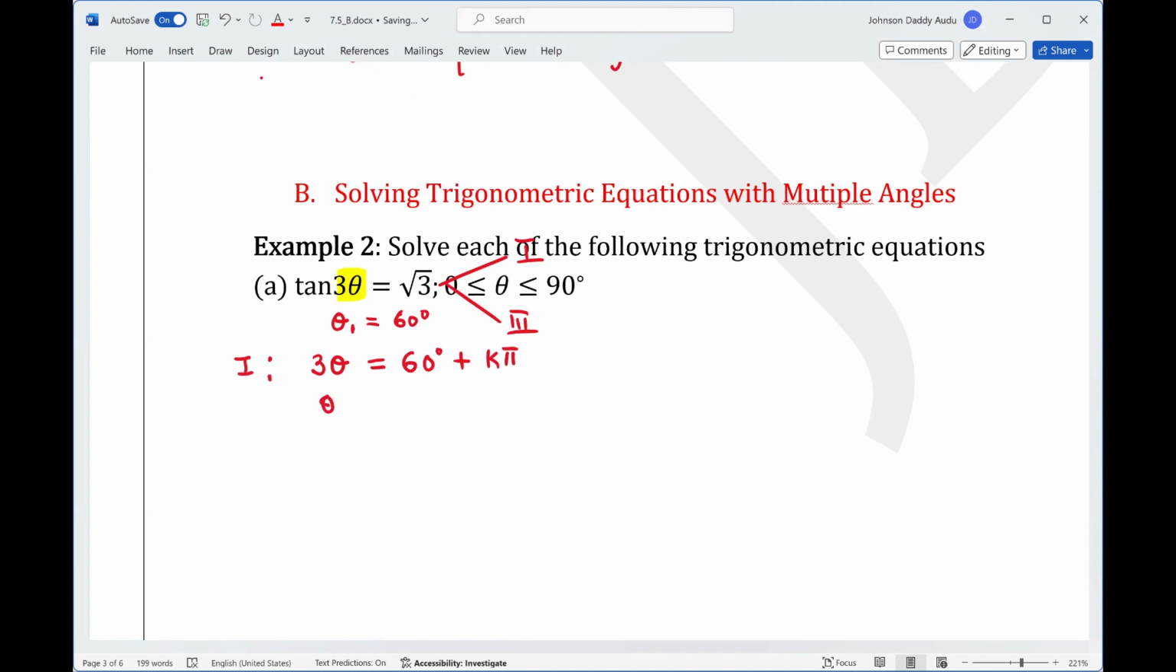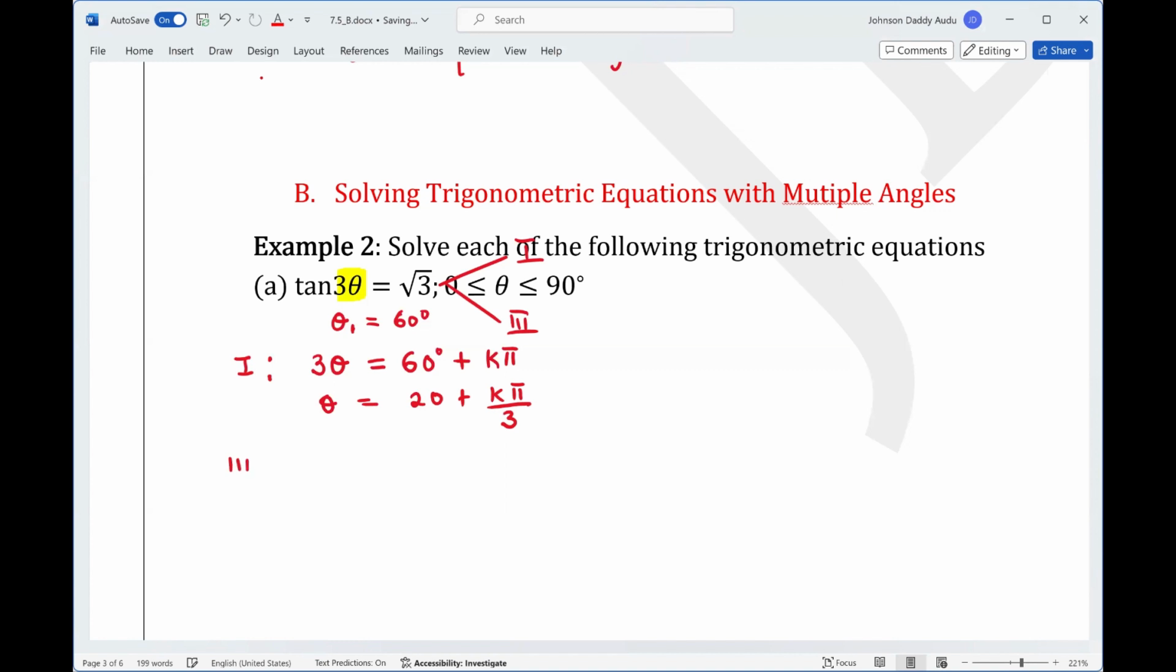Then theta here, what is theta? It's just going to be, divide both sides by 3. This will be 20 plus K pi over 3. Right. So that is what is coming from the first quadrant.